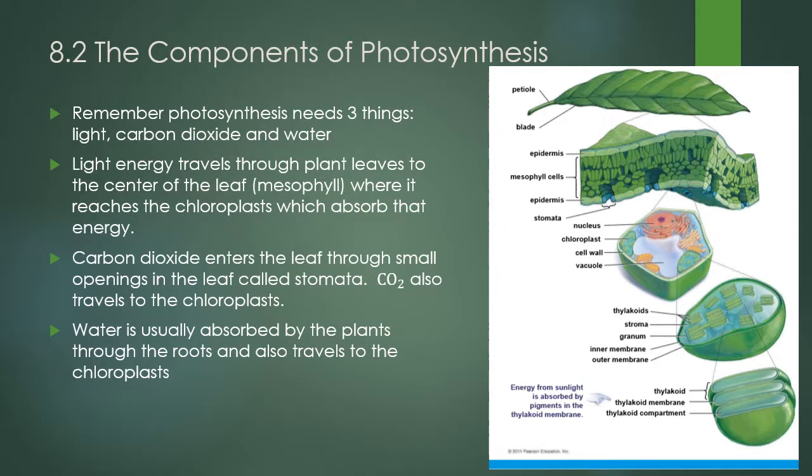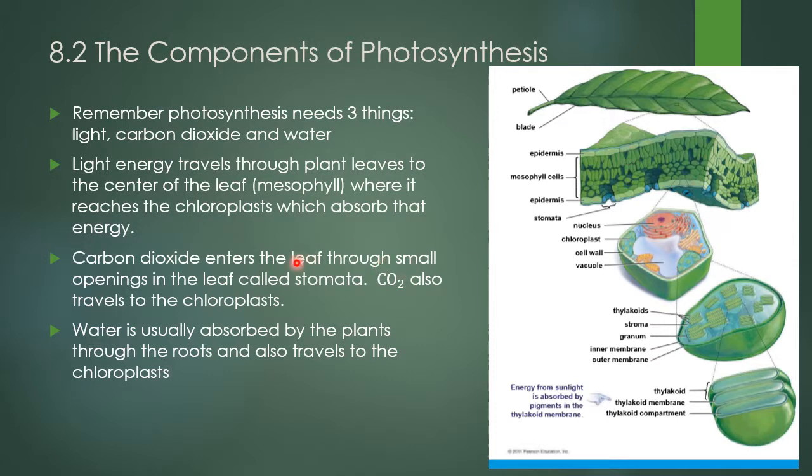If you remember, photosynthesis needs three things going into it. It needs light, carbon dioxide, and water. The reason that light is needed is that light energy travels into the center of the leaf, into this area in here, which is called the mesophyll, and it reaches these green things called chloroplasts. And that green pigment in there is what absorbs the sunlight energy. So essentially light energy is used in photosynthesis to fuel that reaction.